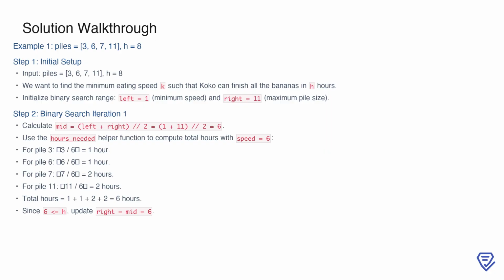Now, for the first iteration, we calculate the midpoint of the range, mid equals (1 + 11) // 2 equals 6, and use this as Koko's hypothetical eating speed. By simulating this speed, we calculate the total time required. Eating pile 3 takes 1 hour, pile 6 takes 1 hour, pile 7 takes 2 hours, and pile 11 takes 2 hours, leading to a total of 6 hours. Since 6 is less than or equal to h, this means speed 6 is feasible, so we narrow our search range by updating right to 6, making it our new upper bound.